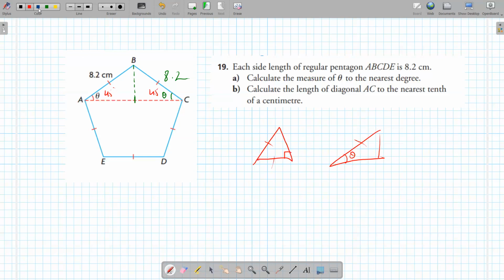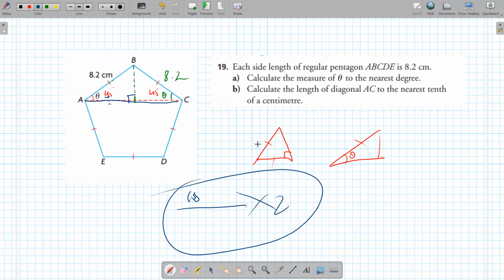And you're done from here. From here, super simple. Now that you know theta, you can find this side by just doing, what is it? You were looking for the adjacent, you know the hypotenuse, use cosine and multiply that by 2 and you're done.